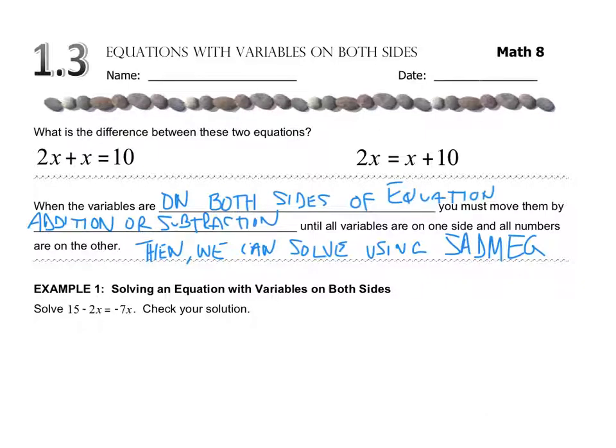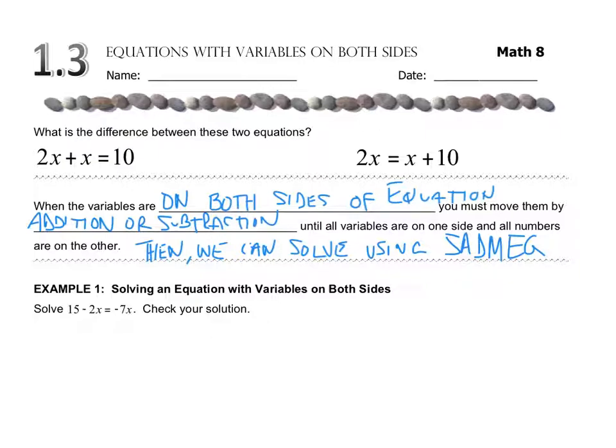So our first step is going to be to get the variables on the same side. Now, it doesn't matter which side you put them on. That's going to be a little bit of a preference to you. What I would try to do is get all the variables to one side with as little as possible to move after that. But again, it won't matter as long as you follow the steps correctly. Once the variables are all together, then you just use your SADMEG to use all the opposite operations to move things away from the variable to get your answer.